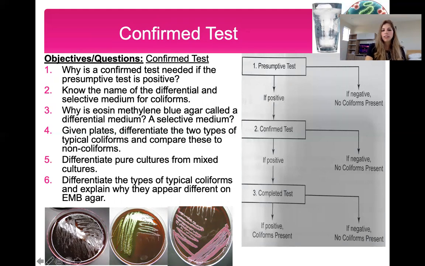Know the name of the differential and selective medium for coliforms. That was the EMB agar, which we talked about. It's a differential medium because it differentiates coliforms from non-coliforms, and it's a selective medium because it selects for just gram-negative bacteria to grow. And be able to read what these plates mean, know a pure culture from a mixed culture, and know the different typical types of coliforms, like the E. coli group and the purple Enterobacter group. So go through all of these and take your time reading this lab and going through it.